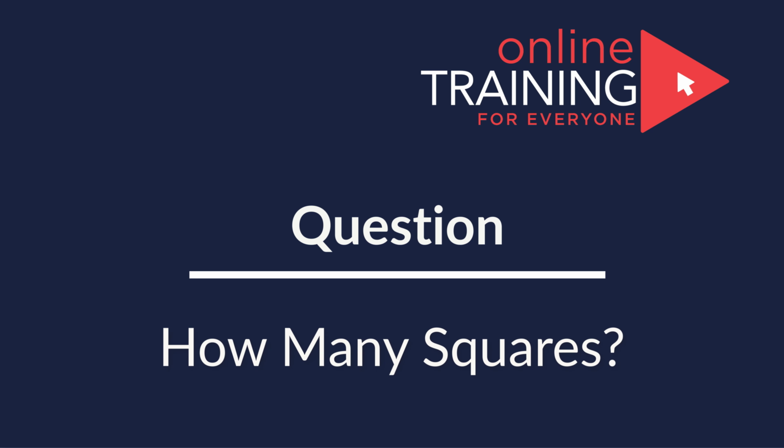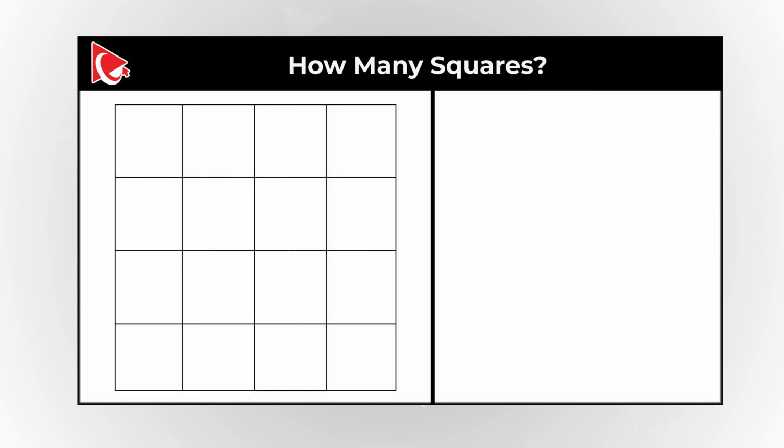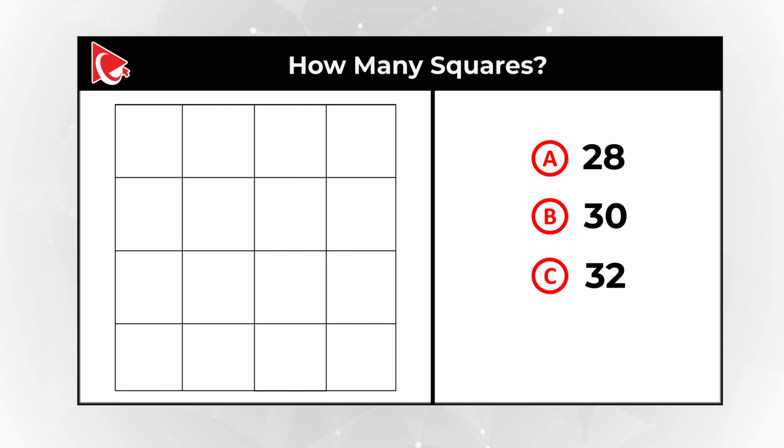Here is the question which took me as a complete surprise. You need to determine how many squares are presented in the picture. You have 4 different choices. Choice A, 28. Choice B, 30. Choice C, 32. And choice D, 36. Can you determine all of them?